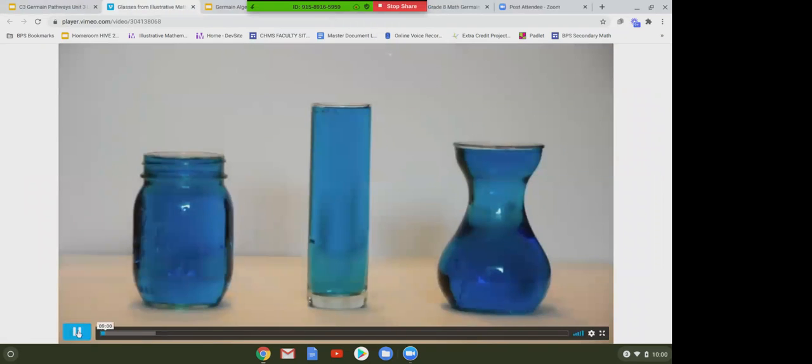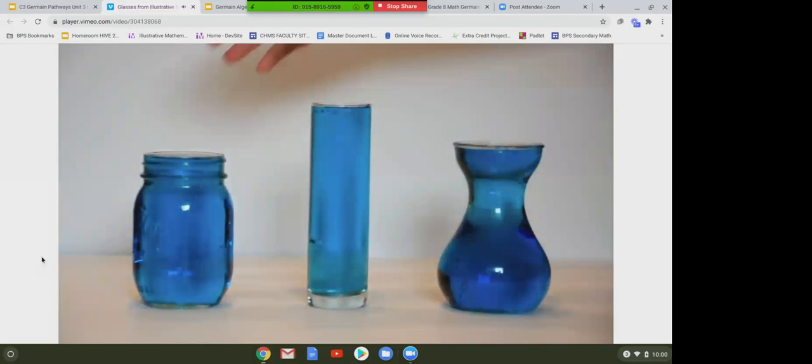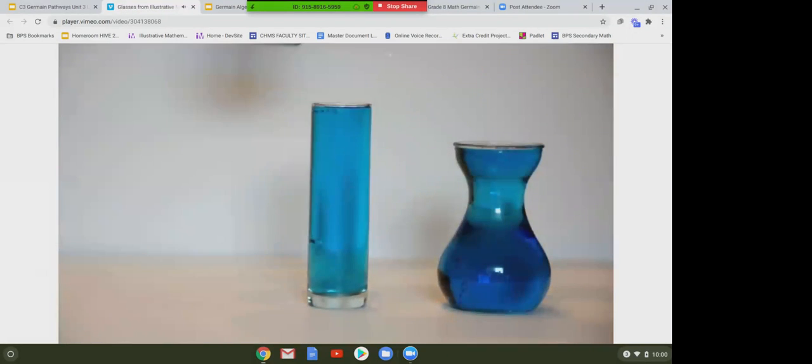Okay, so first, I want you to notice that the mason jar is filled all the way to the tippy top line. It's all the way up to the tippy top, okay? So let's look here. Let's see what happens. We're going to empty out that mason jar, and we're going to pour in that short jar.